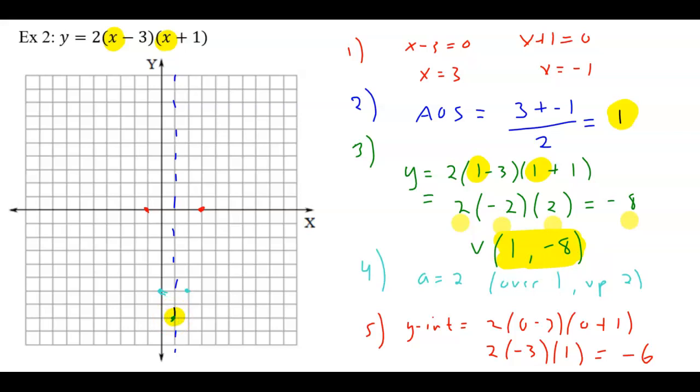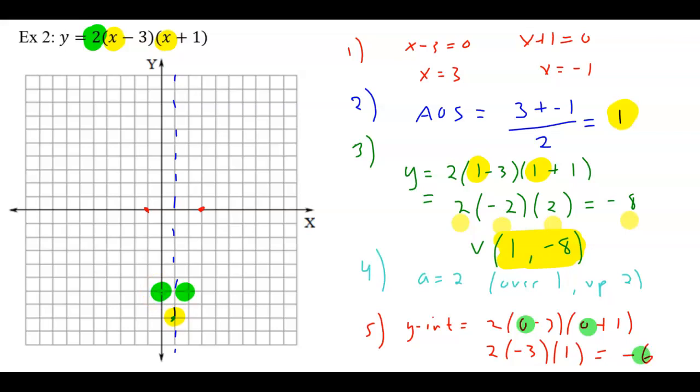The a value is 2. So up front, we have an a value of 2. You can see I went over 1, up 2, over 1, up 2 from each side. And lastly, the y-intercept: we already knew it because the a value got us that again. But if you plug in 0 for all of the x's into the original equation, I get a y-intercept of negative 6, which we can already see right there.